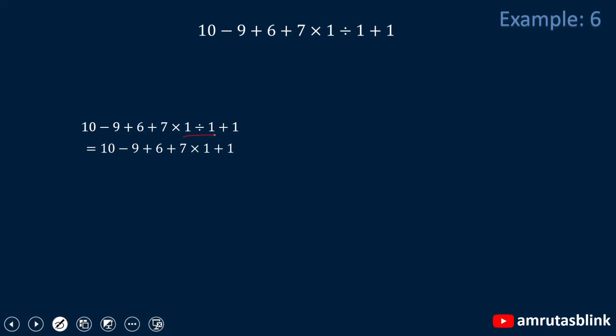Now we need to perform the multiplication. So we have 10 minus 9 plus 6 plus 7 plus 1, and now this addition subtraction we can directly find out the answer. So we have 10 minus 9 is equal to 1 plus 6 plus 7 plus 1. Now 1 plus 6 is 7, 7 plus 7 plus 1, that is 15. So 10 minus 9 plus 6 plus 7 into 1 divided by 1 plus 1 is equal to 15.